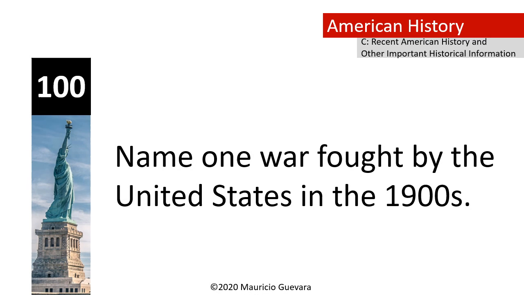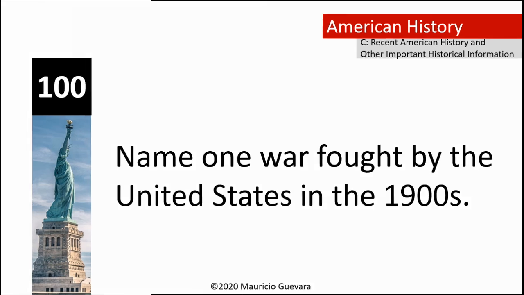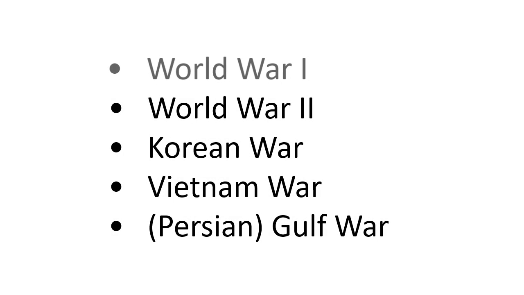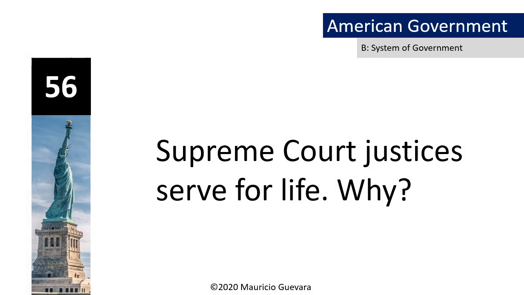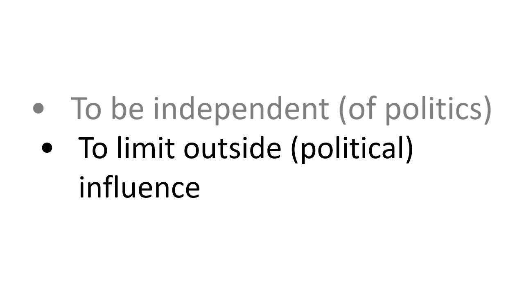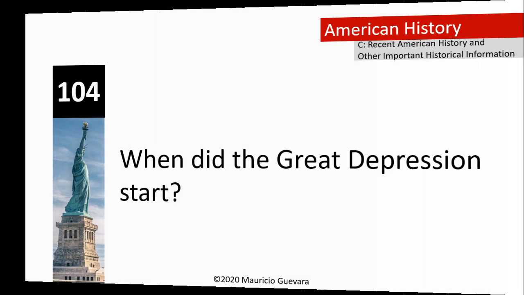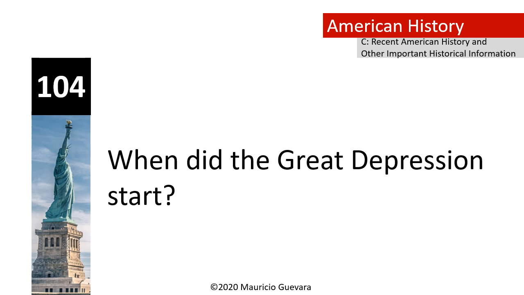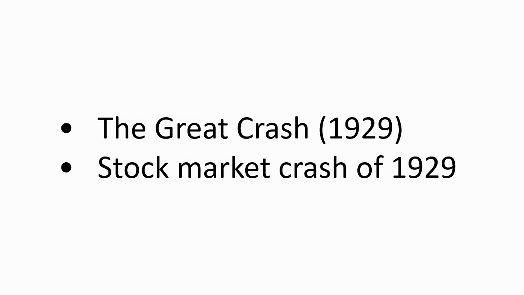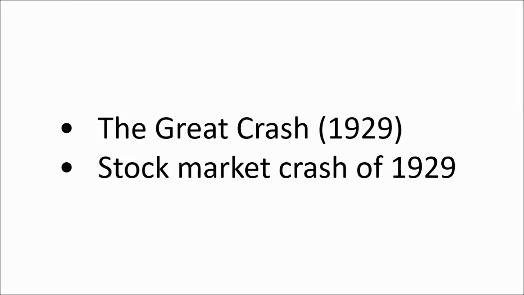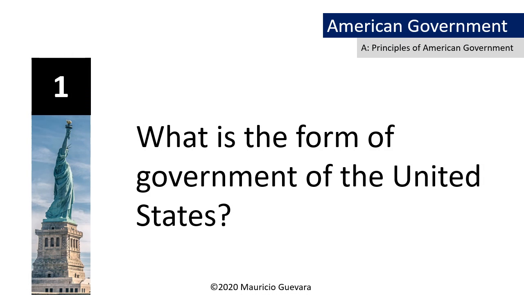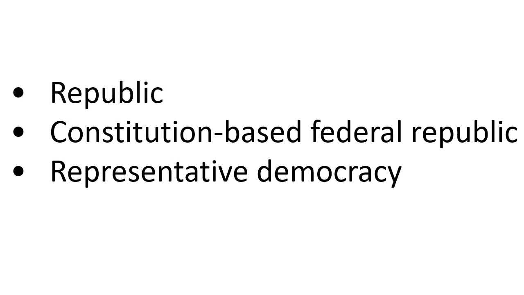Name one war fought by the United States in the 1900s. World War I. Supreme Court justices serve for life. Why? To be independent. When did the Great Depression start? The Great Crash. What is the form of government of the United States? Republic.